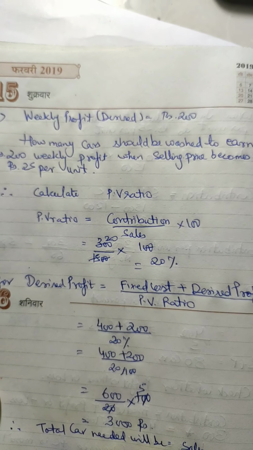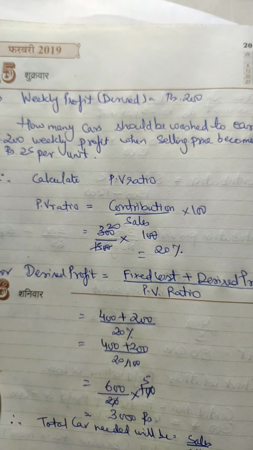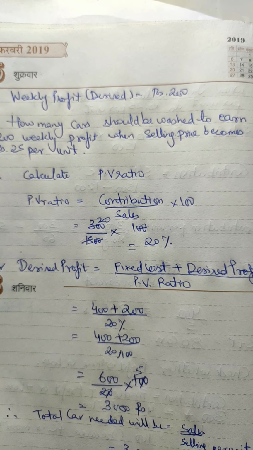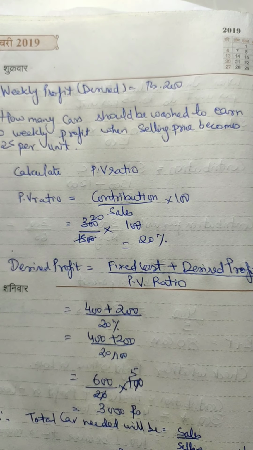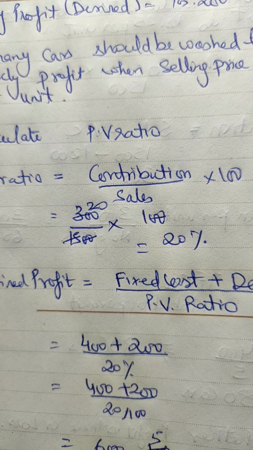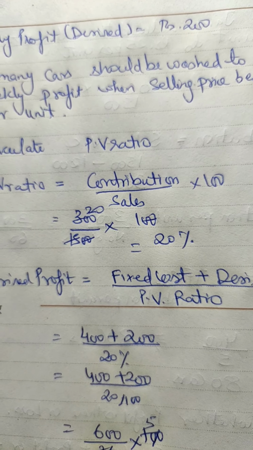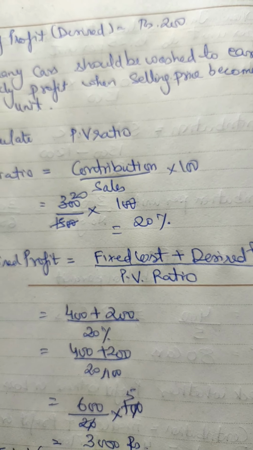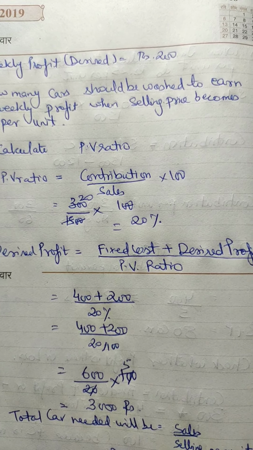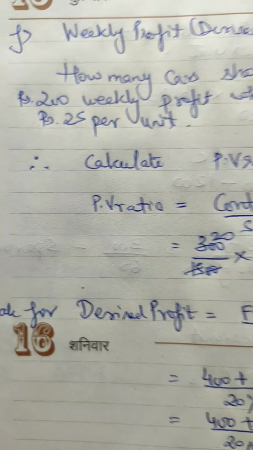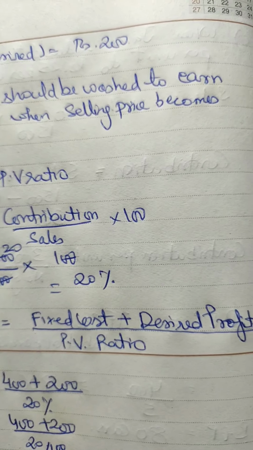So first of all you will calculate PV ratio. Now PV ratio formula is contribution upon sales. You will convert it into percentage by multiplying it with 100. So contribution is 300 and sales is 1500 when the price was reduced to 25 per unit. It will give us 20% as PV ratio.